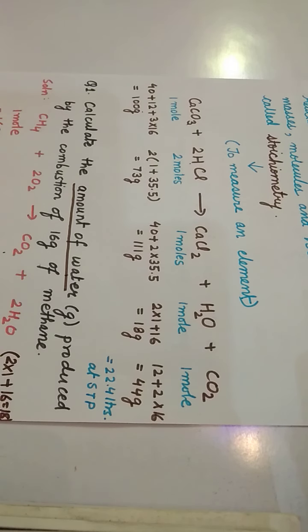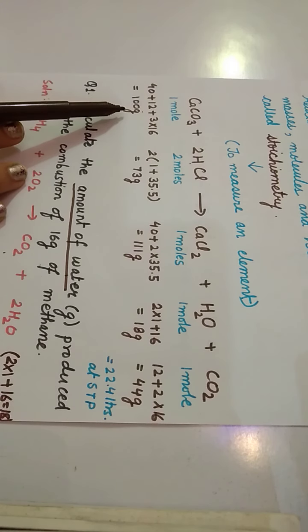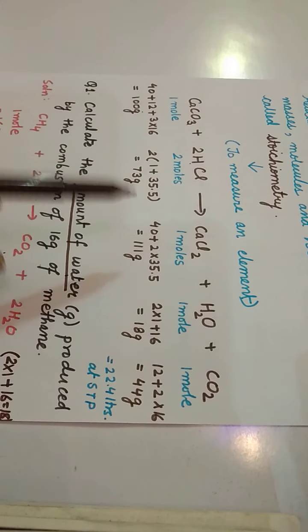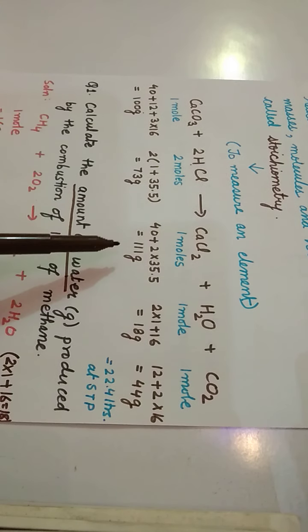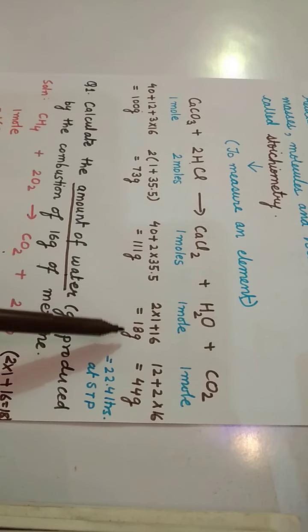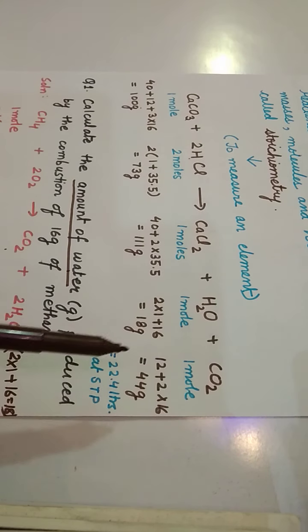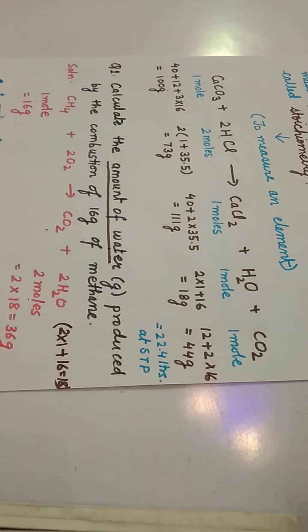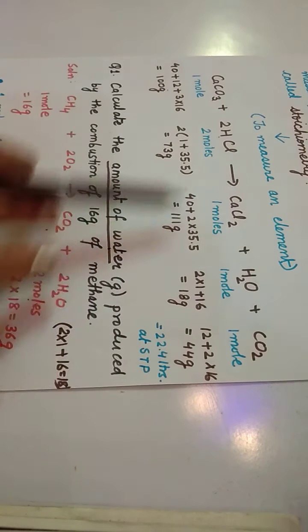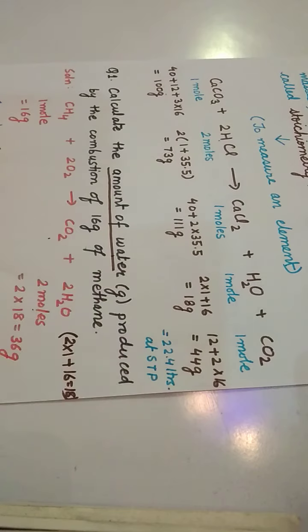So you can say that 100 gram of calcium carbonate reacts with 73 gram of HCl to form 111 gram of calcium chloride, 18 gram of water and 44 gram of carbon dioxide. So it is giving a relationship between the reactants and the products in terms of their masses.